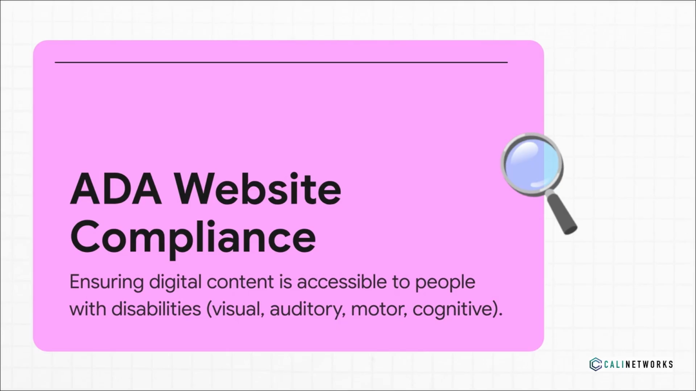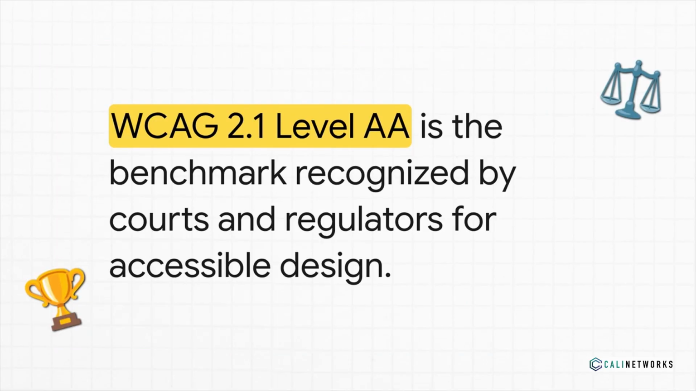The Americans with Disabilities Act, the ADA, was written way before the modern internet. It doesn't have a specific rulebook for websites, but over time, the legal system has pointed to a very, very clear standard. And that gold standard is called the Web Content Accessibility Guidelines, or WCAG for short. You'll probably hear people talk about WCAG 2.1 Level AA. Just think of this as the universal yardstick. It's the benchmark that pretty much everyone, courts, regulators, and developers use to figure out if a website is truly open for business.